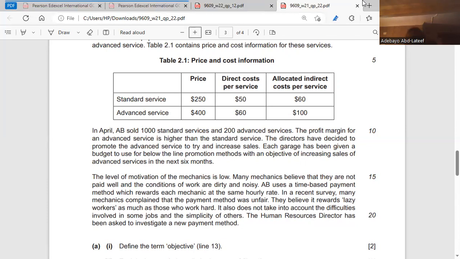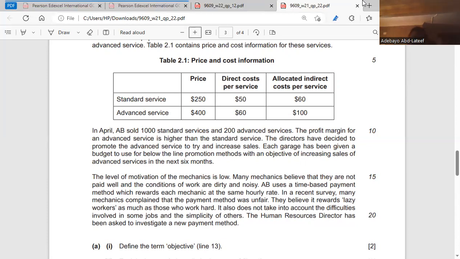cost per service, which is 60. That's 50 plus 60 multiplied by the 1,000. So that's 50 plus 60, which is 110, multiplied by 1,000, which is 110,000. Okay. So the profit for standard service is 250,000 minus 110,000, which is 140,000.